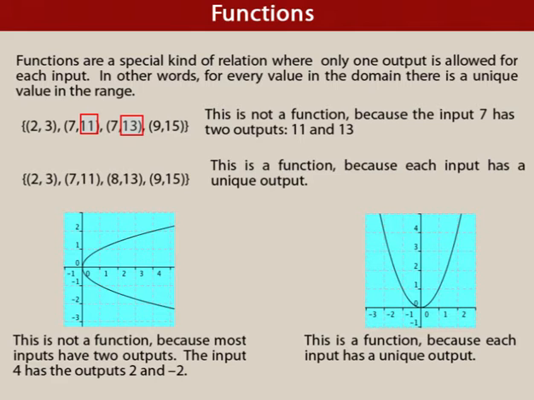The graph on the left is not a function. Most inputs have 2 outputs. The input 4, for example, has the outputs 2 and -2. The graph on the bottom right is a function because each input has a unique output.